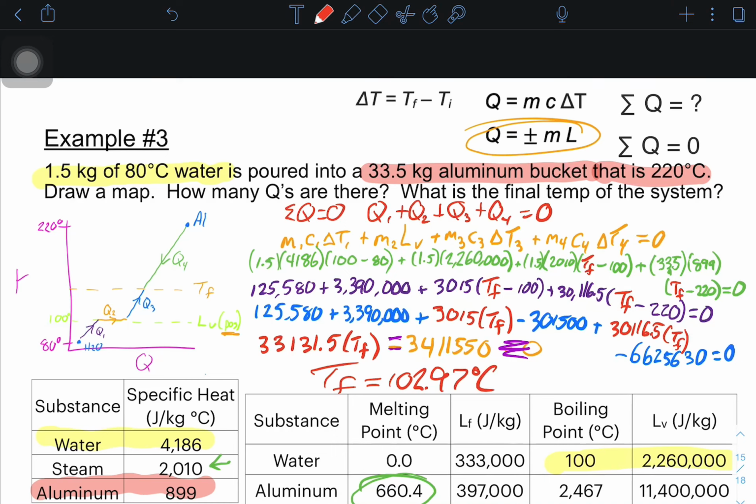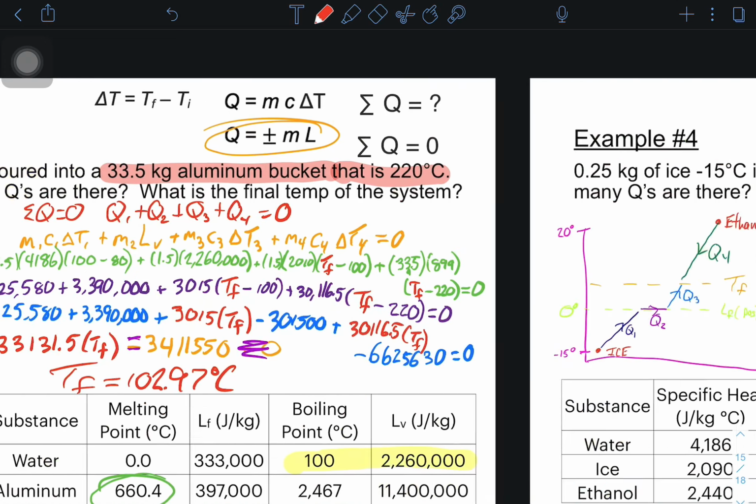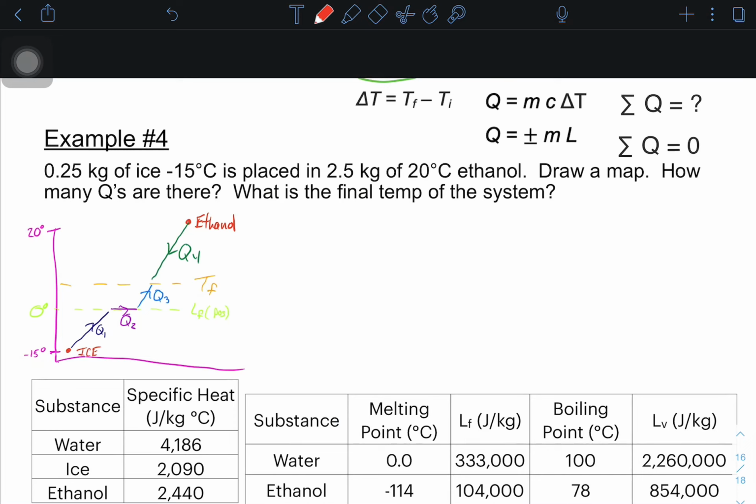If you're good, go to your homework. If you want me to work through number 4 with you, stick around, because here is number 4. This is the last one we're going to work through together. So we have a piece of ice, put in some ethanol. We have ice down here, we have ethanol up here.